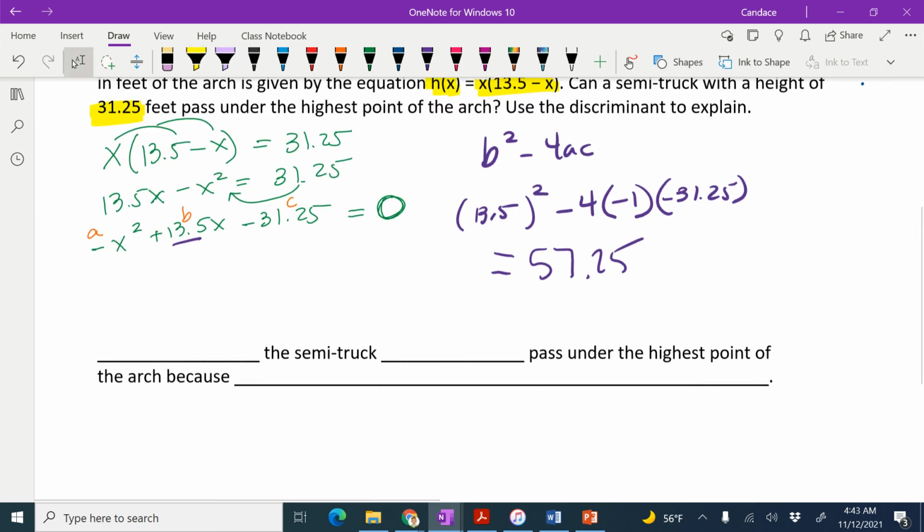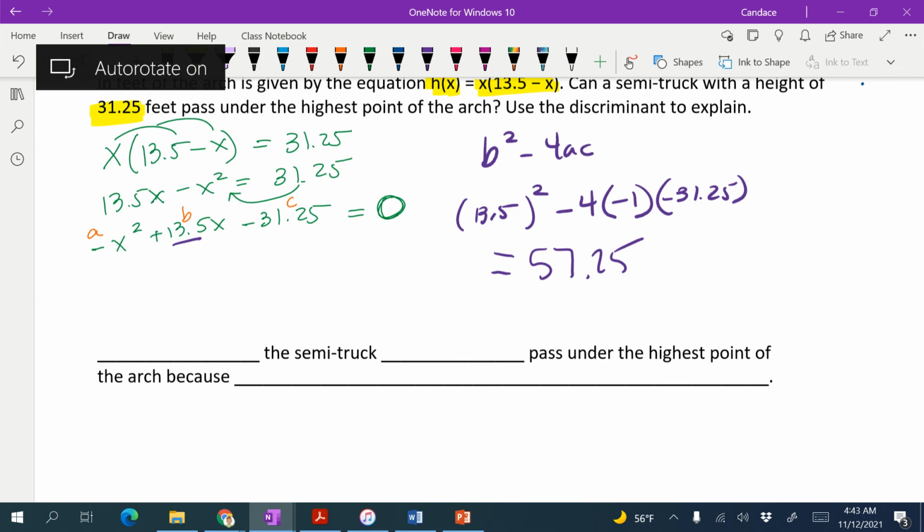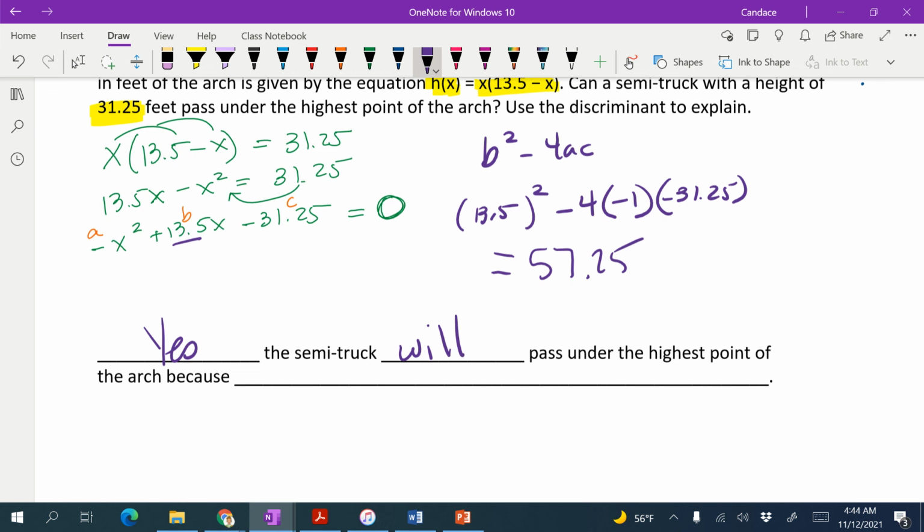And then you have to answer a fill-in-the-blank part of the question, which was the "use the discriminant to explain" part. It's actually set up in a sentence frame for you. So we would say, yes, the semi-truck will pass under the highest point of the arch because the discriminant is positive. So if it is positive or is 0, it will pass. If it's negative, it will not pass, and you would answer no.